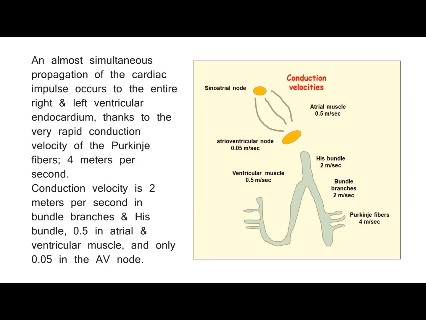An almost simultaneous propagation of the cardiac impulse occurs to the entire right and left ventricular endocardium, thanks to the very rapid conduction velocity of the Purkinje fibers, 4 meters per second. Conduction velocity is 2 meters per second in bundle branches and His bundle, 0.5 in atrial and ventricular muscle, and only 0.05 in the AV node.